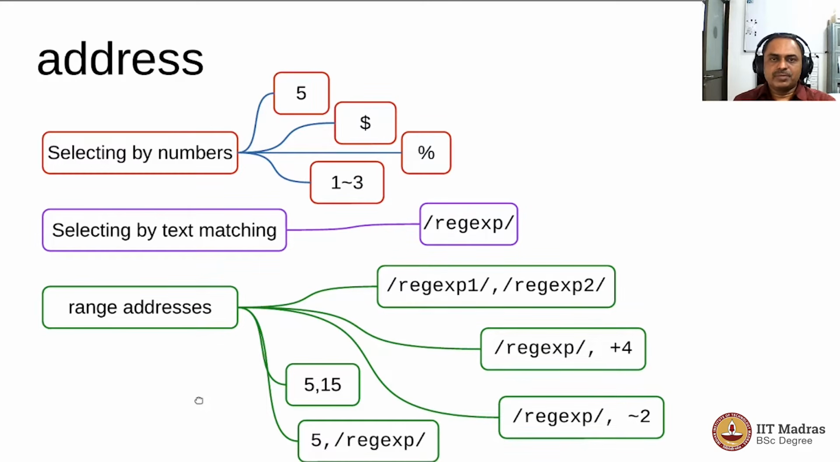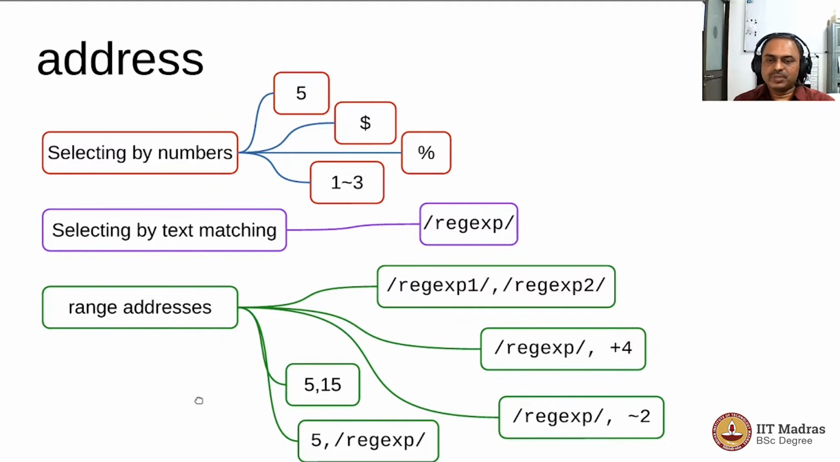You could also provide a range of addresses by giving two parts separated by a comma. So you could separate two regular expressions by a comma. So from the line of the first occurrence of the first regular expression until the line where the first occurrence of the second regular expression will be chosen for the commands where you have got two regular expressions separated by a comma. If you have separated a regular expression with a plus symbol, it means that the action has to be taken on the next four lines starting from the line where the first matching of the regular expression has taken place.